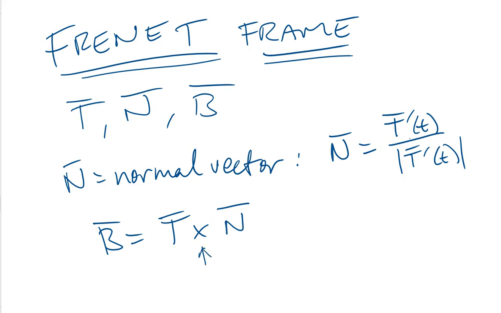Now, since we're using the cross product here, it matters where T and N are. So if T is down here and N is here, they're perpendicular, by the way.